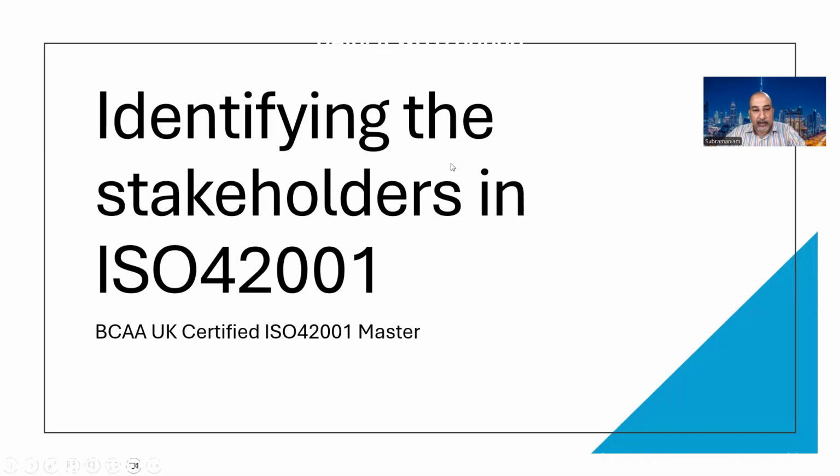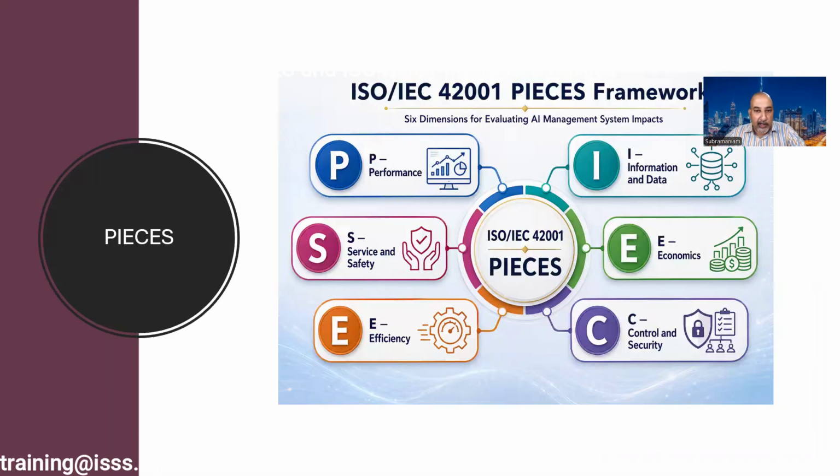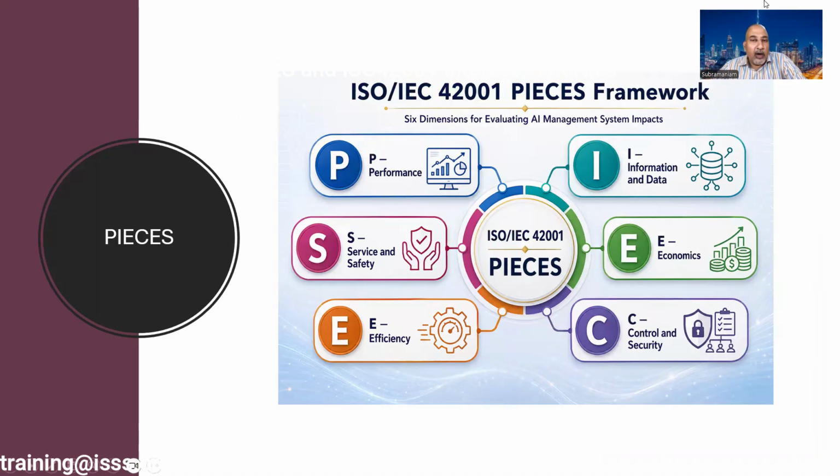So, identifying the stakeholders in 42001, this is how it actually looks. Performance: who is going to be impacted by the performance? Information and data. Who is responsible for the service and the safety? Ideally service, safety and security as well for the AI. Safety is with physical AI, and security is going to be for the technical AI. Efficiency, infrastructure, economics, and then control and security.